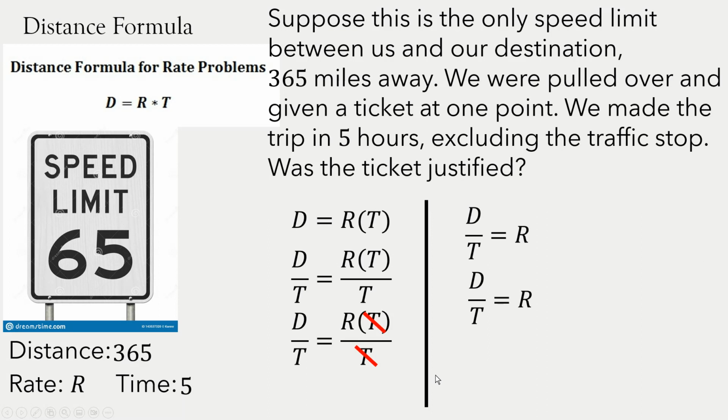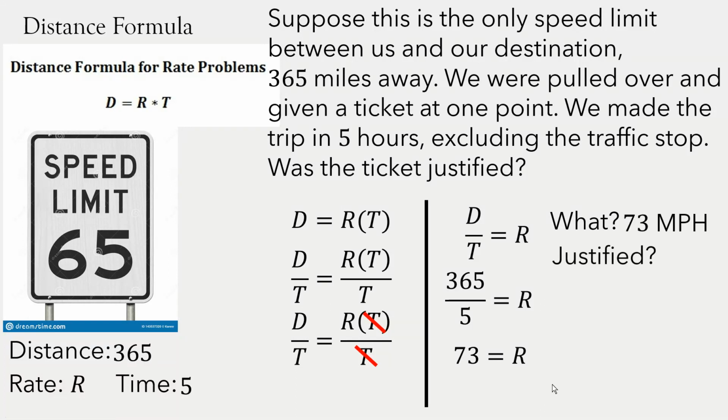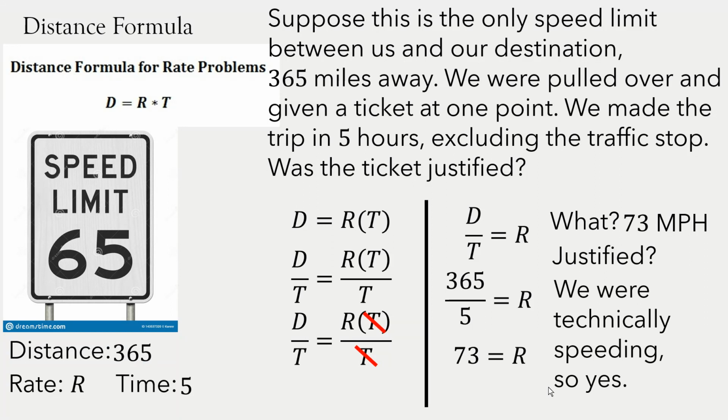So let's plug in the values now. So we're going to take the 365, plug in for distance, and take the 5 and plug in for our time. So 365 divided by 5 gives us 73, not hours, miles per hour. So was the ticket justified? We were going 8 miles over, so we can say yes, because we were technically speeding the entire time. And there is a little bit of a gray zone with it, but it's not to that degree. So it's just manipulating the things and going from there.